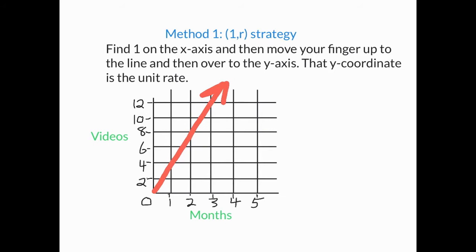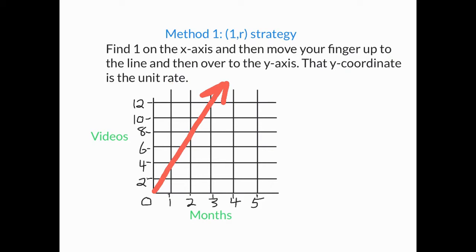So let's see how we can find the unit rate when given a graph. Method 1 is the 1R strategy, where R stands for rate, in our case unit rate. And that's very simple. All you have to do is find 1 on the x-axis and then move your finger up to the line and then over to the y-axis, and that y-coordinate is the unit rate.